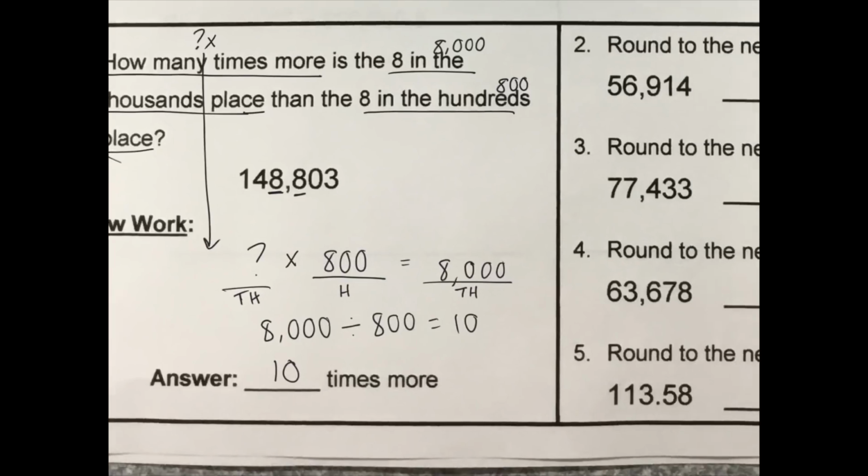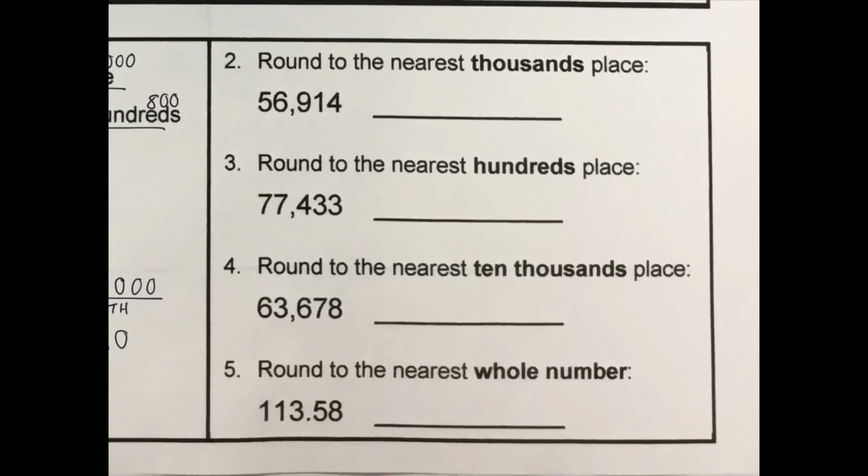Let's look at the rounding problems. Number 2, round to the nearest thousands place. So take a look at our rounding rules posted above the windows. We know the first thing we need to do is underline the place, the thousands place. So I'm going to underline the 6. Then I circle the bossy neighbor to the right.